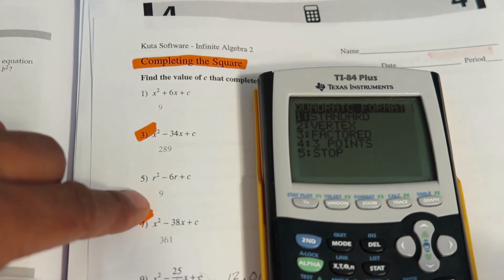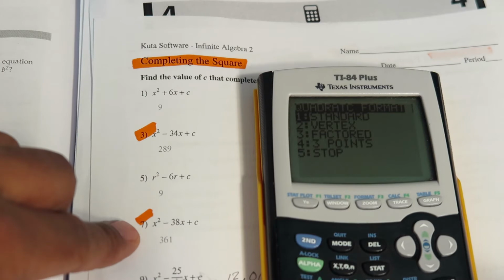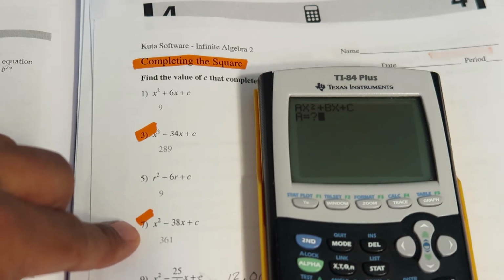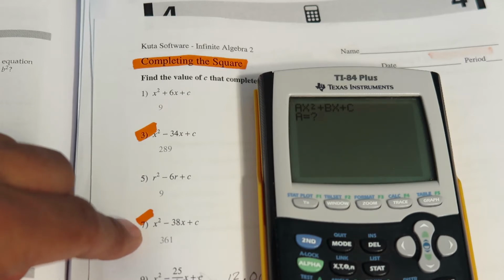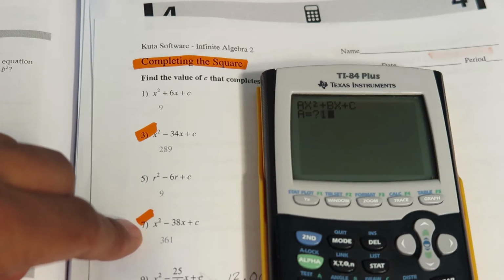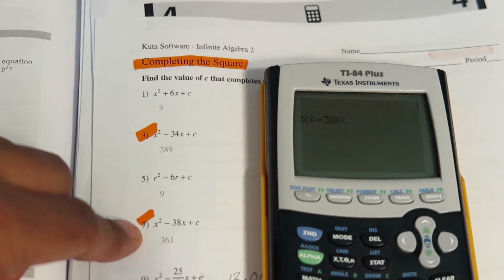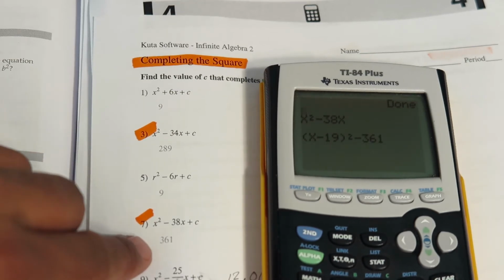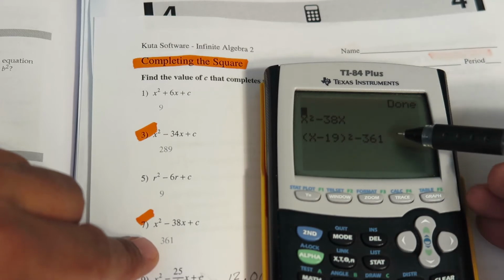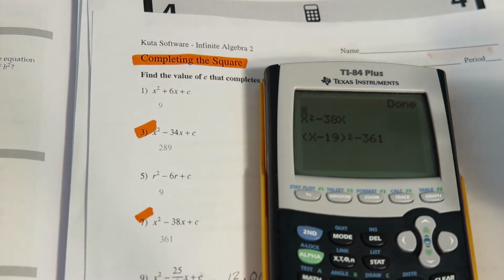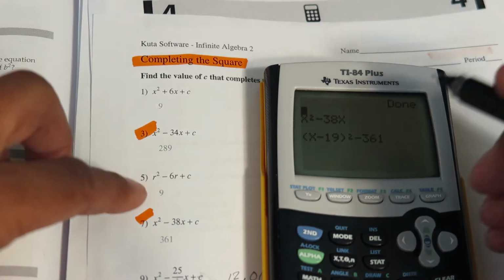Now let's do this one. We're going to go in standard form. A is going to be 1, B is going to be a negative 38, C is 0, and then we're going to put it in the vertex form, or complete the square, and we can see that completing the square, we have 361. So now you can see that it completes the square, it factors, and let me go the other way.